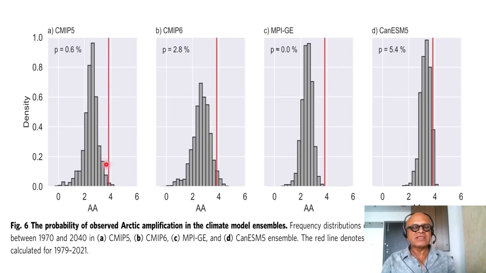So there is another way to look at the Arctic amplification, the difference between observations and models: the probability of observed Arctic amplification in the climate model ensemble. So you look at the probability density functions and the range or frequencies of Arctic amplification in models. So CMIP5, CMIP6, and then MPI, the Max Planck model, and this is one Earth system model from China, I think. Doesn't matter. So you can see that CMIP5 was way off. CMIP6, is it better? Well, maybe marginally better. The red line is the observation. It denotes the 43-year Arctic amplification ratio.